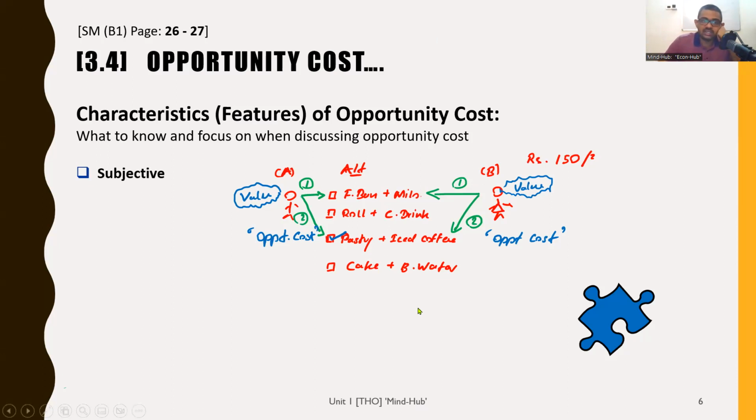It's subjective. It changes from situation to situation, person to person. Are you guys clear on the very important characteristic of opportunity cost known as subjectiveness? Right? Good. Brilliant. So that part is done.